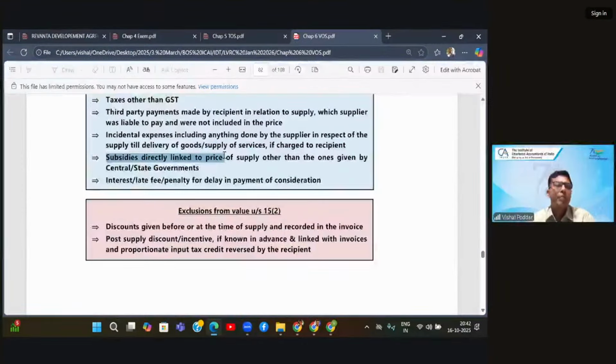Then, if the price is reduced, why? Because there is some price-linked subsidy and it is given by a person other than the central or state government. So if, let us say, some private NGO is giving a subsidy, or some local authority is giving a subsidy, and because of this price subsidy the final price is reduced, the final price is discounted, and this subsidy will be received by the supplier from these bodies, which are not central or state government, then that subsidy has also to be added, and the price has to be grossed up to give the effect of the subsidy, that is by including the subsidy. This is the fourth addition.